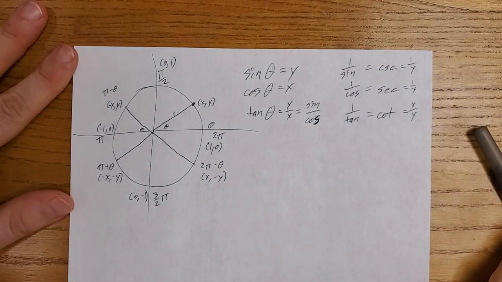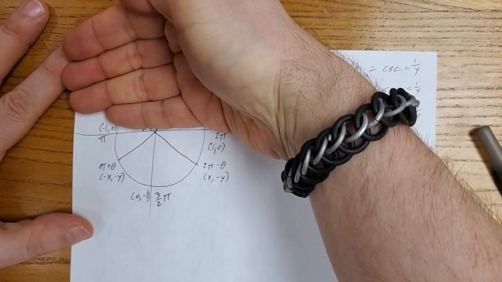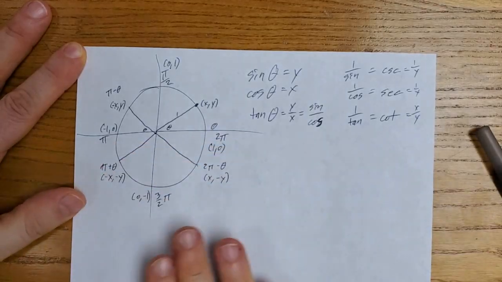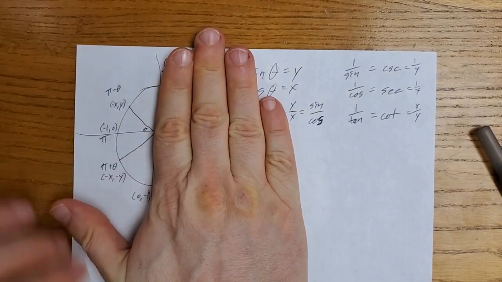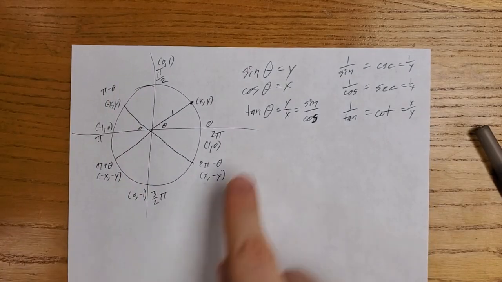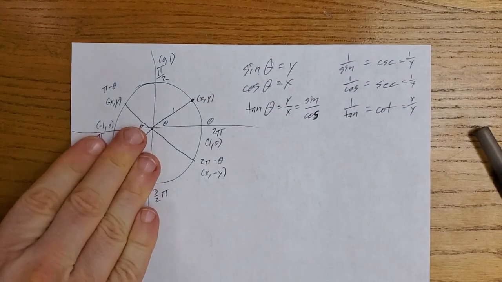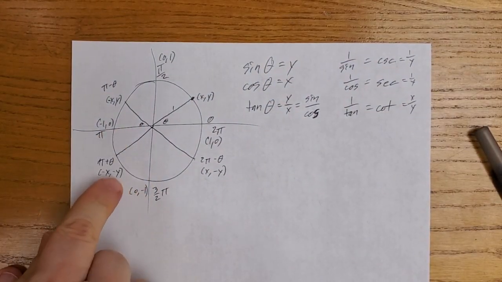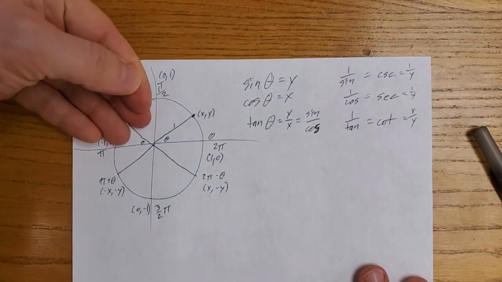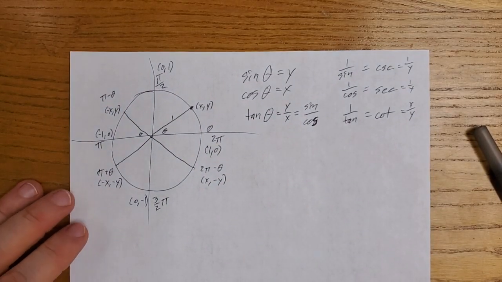but the negative y. So the sine is positive up here and negative down here, and the cosine is positive over here and negative over here. And then, of course, the tangent is going to be positive up here and down here, because the negatives cancel out, but the tangent will be negative over here and up here, because one of them is negative and the other is not.